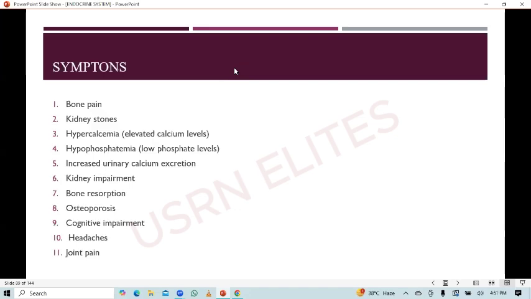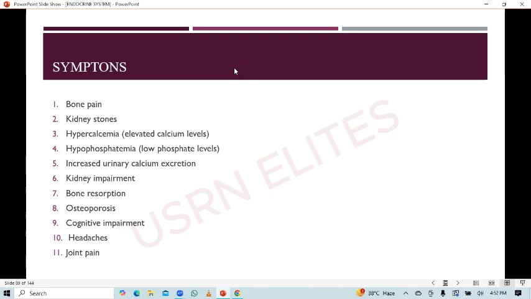Now, the symptoms of hyperparathyroidism are here. We have bone pain, kidney stones, hypercalcemia, hypophosphatemia. Let me skip the bone pain. I will explain why there is bone pain later when I get to point 7.